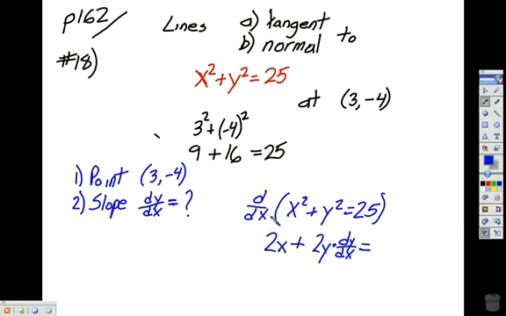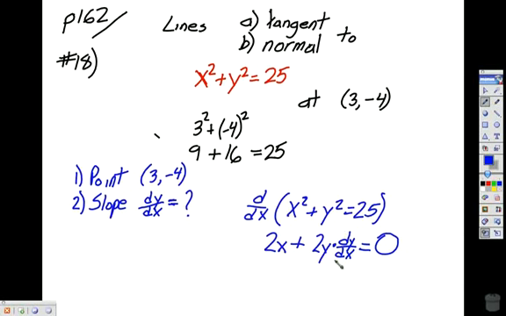Equals the derivative of 25, which is 0. One of the most common mistakes I see on implicit differentiation problems is we take the derivative of this and get 2x, the derivative of this, we get 2y dy/dx, and then we forget that this derivative becomes a 0 and we keep it as 25. We'd have a 25 there instead of a 0, and that's going to throw everything off. So make sure that you remember even constant terms we're taking the derivative of, and the constant terms become 0.